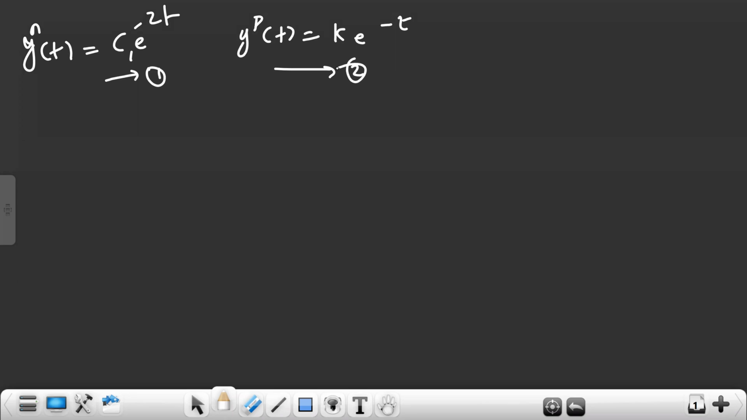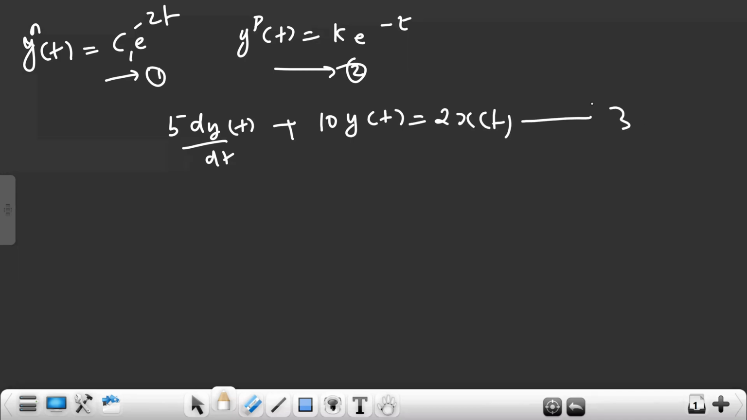Now what we have to do is rewrite the given equation, substitute our particular solution and find the value of k. So the given equation was 5 into dy by dt plus 10y of t equal to 2x of t. It was the given equation, right? So put 2 in 3. Why are we doing like that? Because to find the value of k in the particular solution, we got a constant k, isn't it? K e to the power minus t from the table.